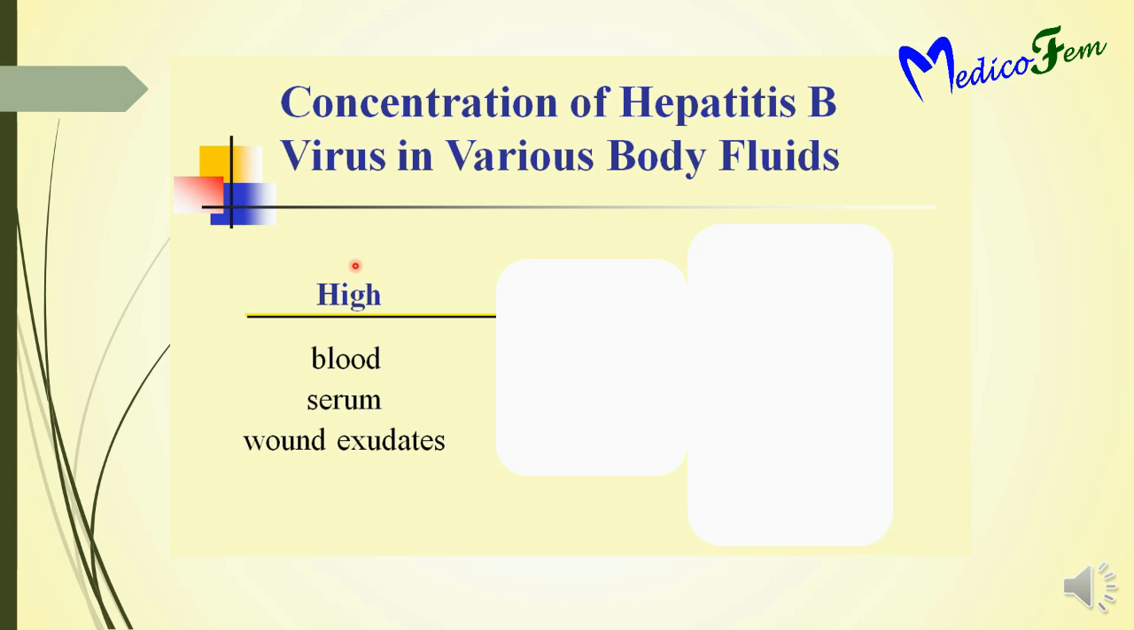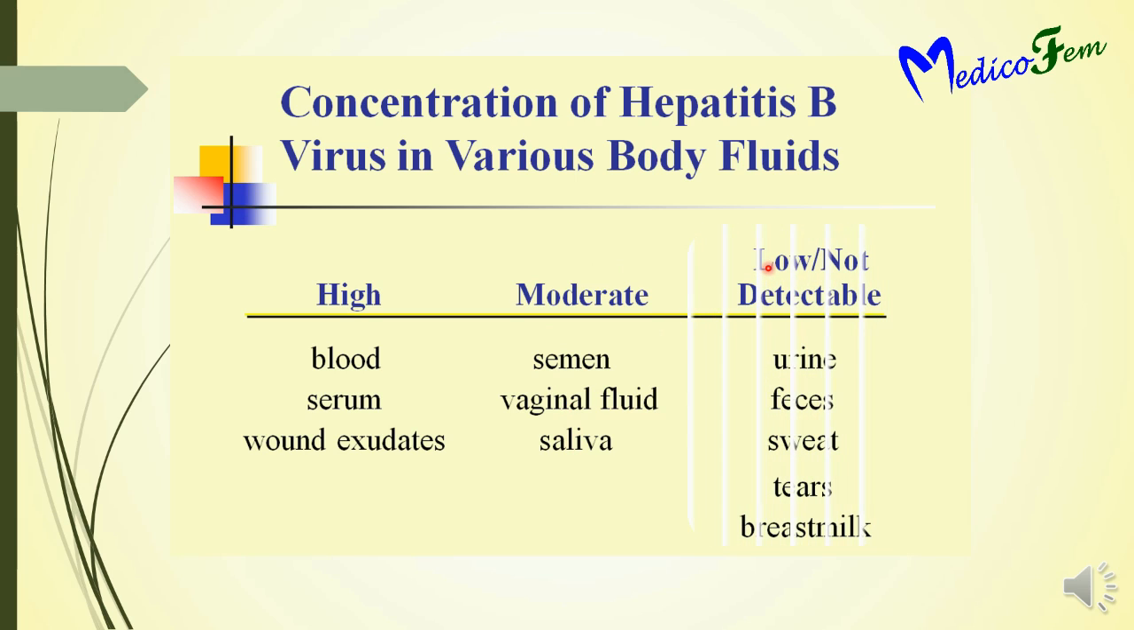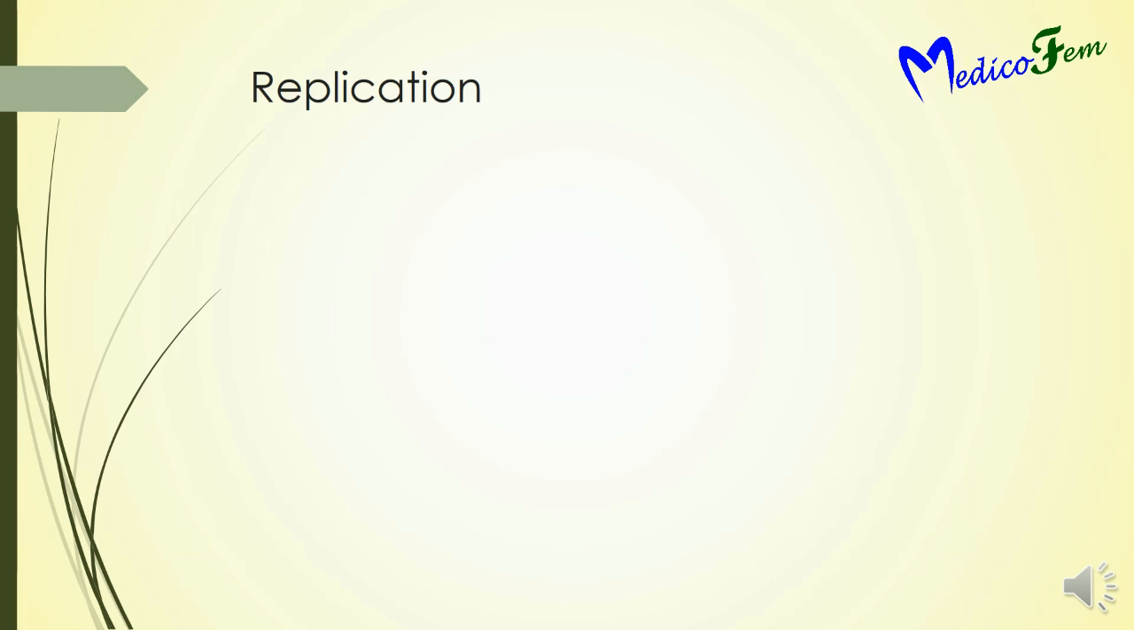The virus concentration is highest in blood, serum, and wound exudate. A moderate concentration of virus is present in semen, vaginal fluid, and saliva, and a very low or not detectable amount of surface antigen is present in urine, feces, sweat, tears, and breast milk.